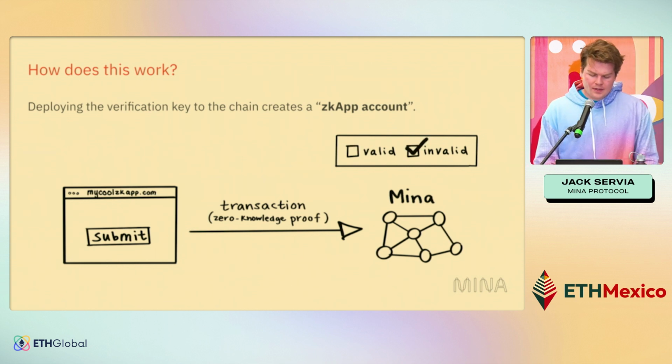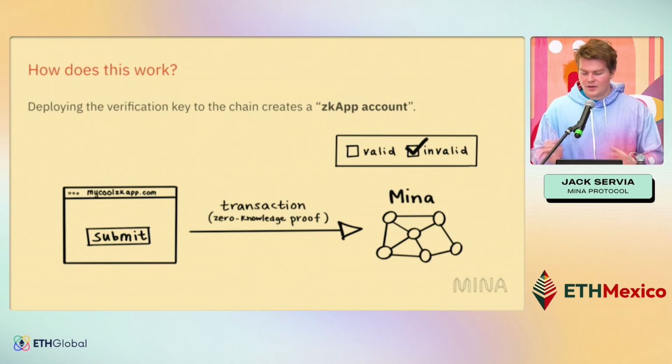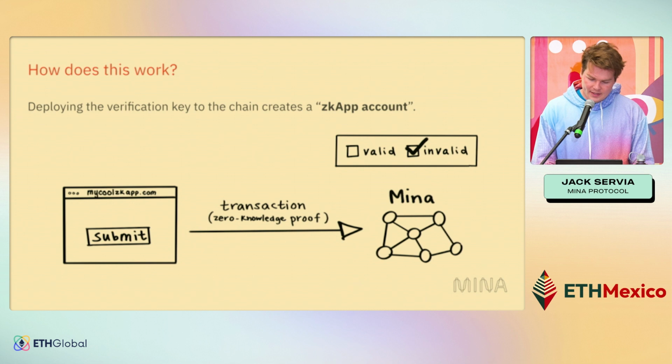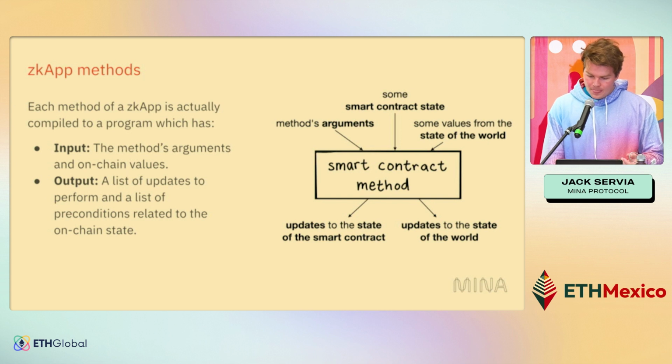But if it's not accompanied by a valid zero knowledge proof, then the transaction just fails. The blockchain won't mine it. And so, this is how you can constrain the functionality of this account in whatever way you want by this means. So inside of a zkApp, we have a bunch of methods, and these are the things that users can call.